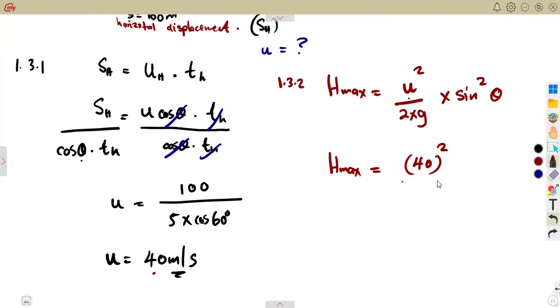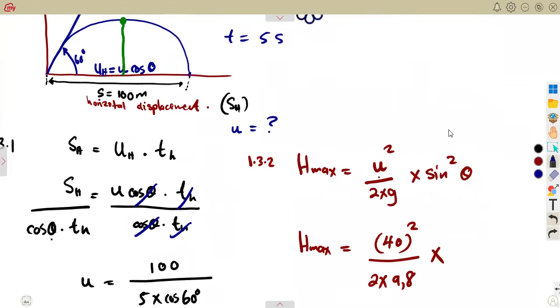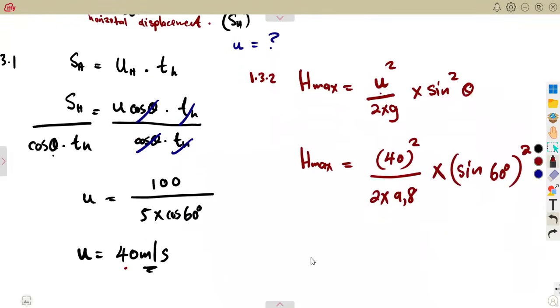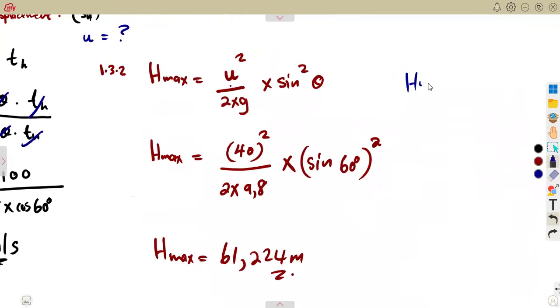So we've got 40 squared over 2 times the gravitational acceleration of 9,8 times the sine of theta squared, where I explained that this part is the same as writing sine theta raised to the power of 2 from our mathematics. So this is simply the sine of 60 degrees, everything raised to the power of 2. That was going to give us the H max, which is the maximum displacement. So this was going to be 61,224 meters.